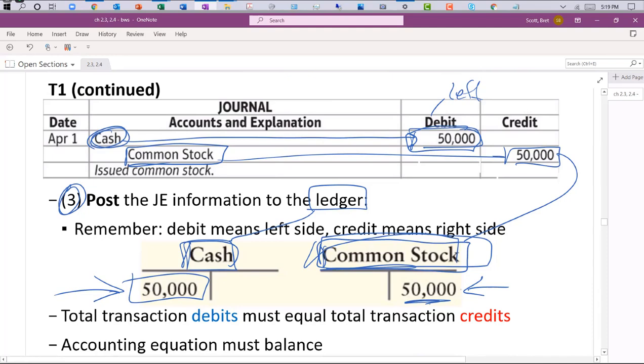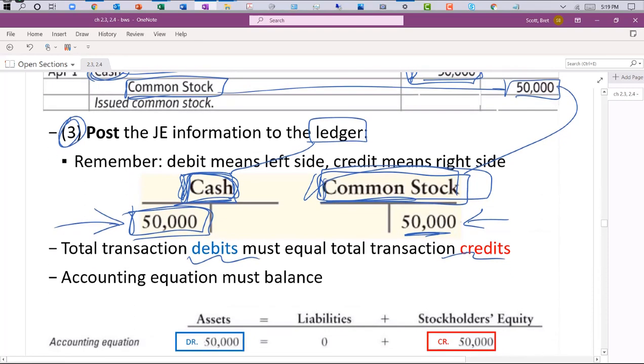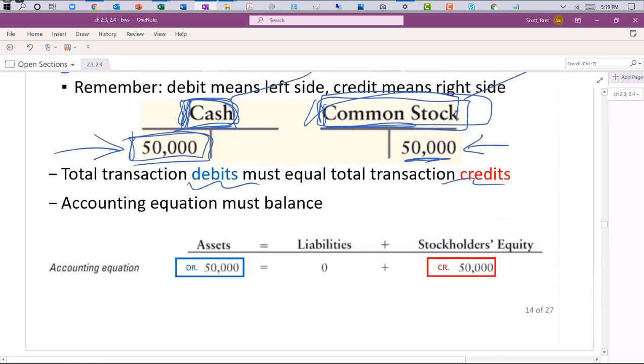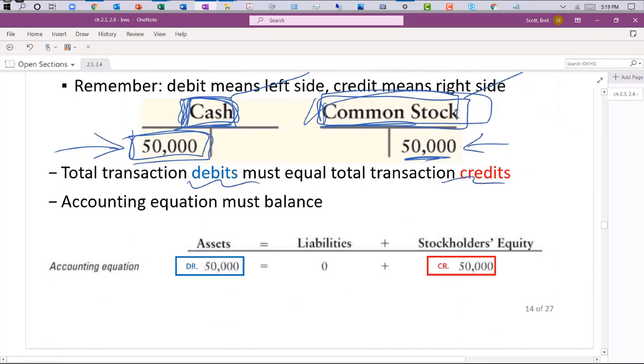Cash accounts, given that they're assets, if I see debits, it means that they're increasing. Debits must equal credits even when we post the information to the ledger accounts. Also, as a final step, and you don't have to do this, but I recommend you do this. We already did this in the previous class. Check the accounting equation when you're done.